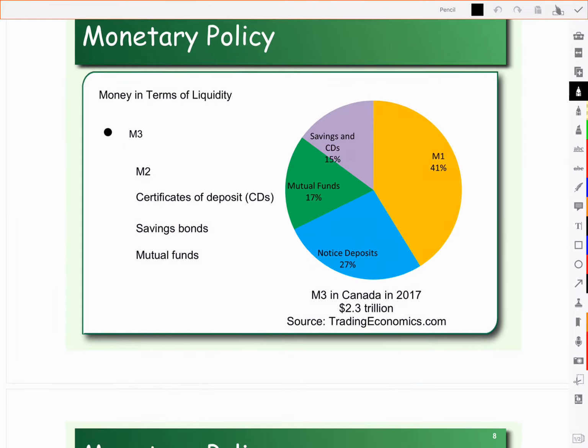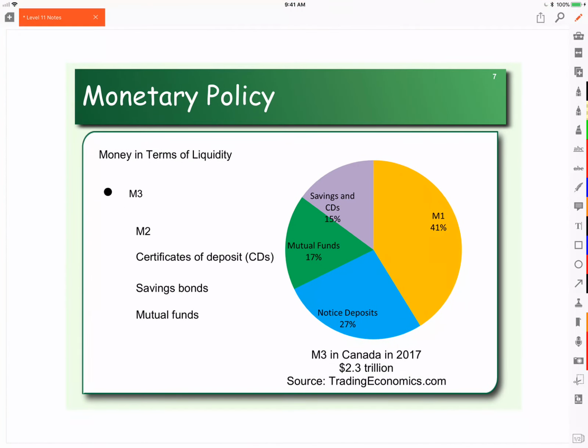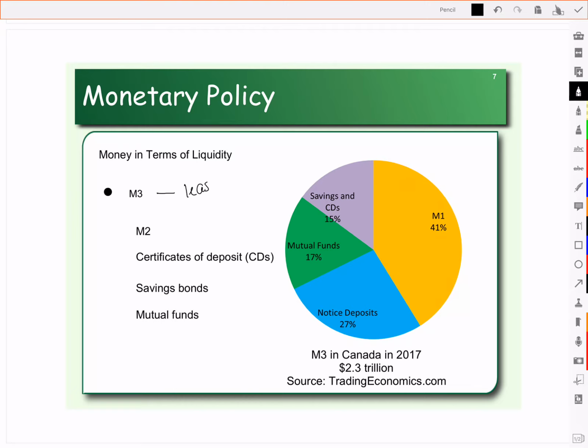The least liquid form of money, so M3, is the least liquid. And when we look at M3, M3 includes everything that's in M2. So what was in M2? Well, we had everything that was in M1, so that was currency and demand deposits. That's money in our checking account. And then remember in M2, we also had notice deposits. That's the money in your savings account. So everything that's in M1 and M2 is in M3.